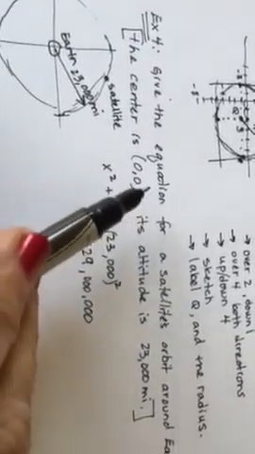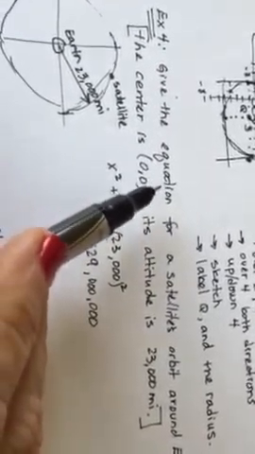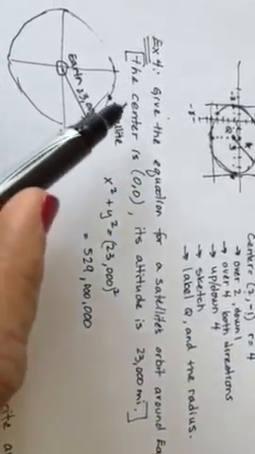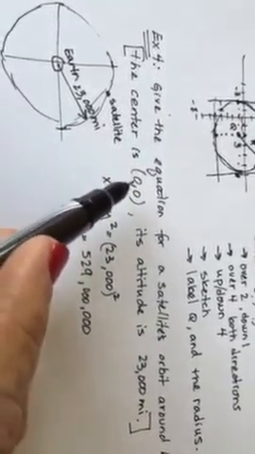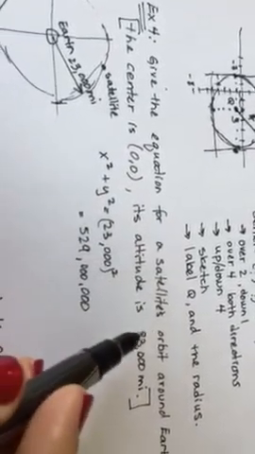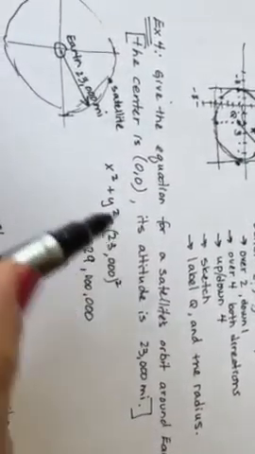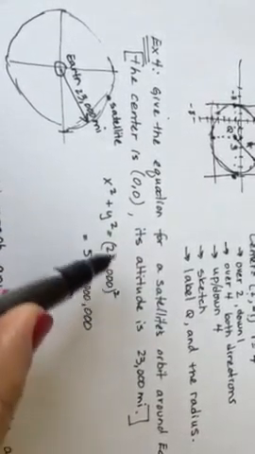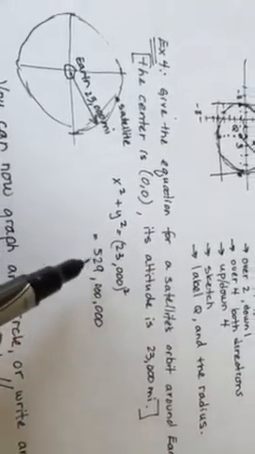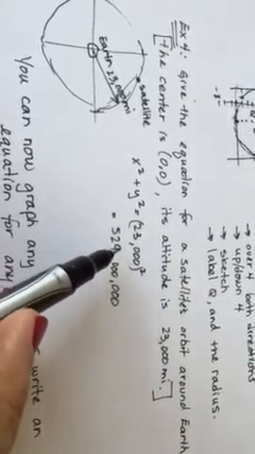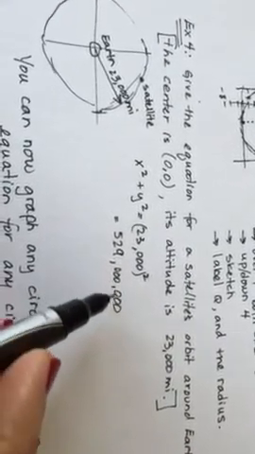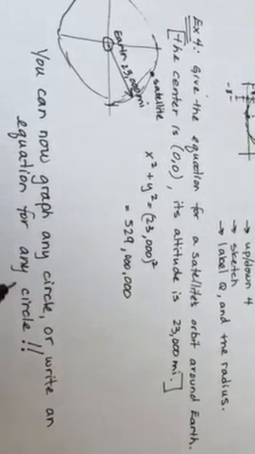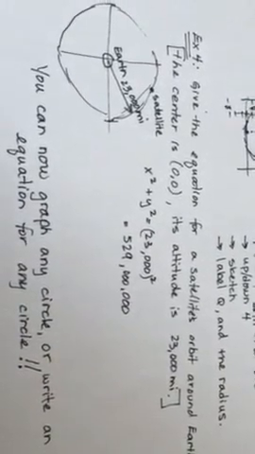Well, example 4. Let's go on to life. Give the equation of a satellite's orbit around the Earth. Oh my. Well, the center we can determine is (0, 0). Its altitude is 23,000 miles. It's given. So x squared plus y squared equals 23,000 all squared, which they give us in the book as 529 million. Now you can graph any circle or write an equation for any circle. Good job.